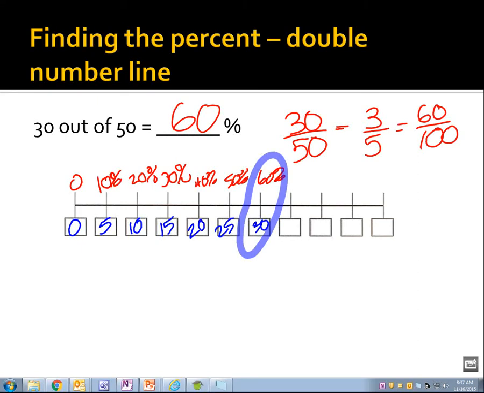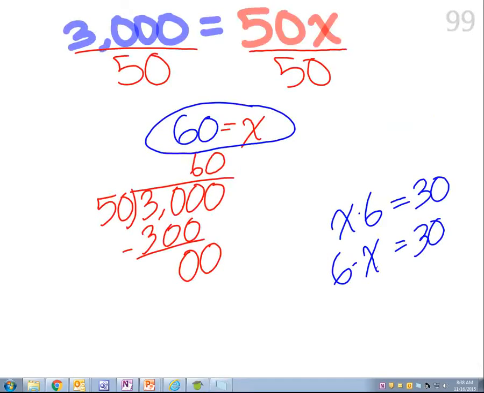Yes. Kaylee? Wouldn't it just be x what? X doesn't equal 1. X equals 60. At that point, we don't know what x is. That's why it's still x. When I circled it, that was when we discovered what x was. Okay? Gabe?